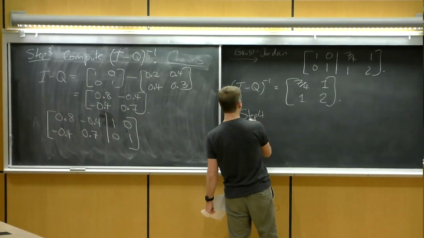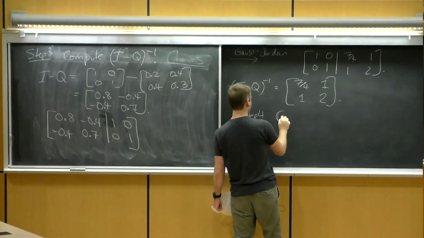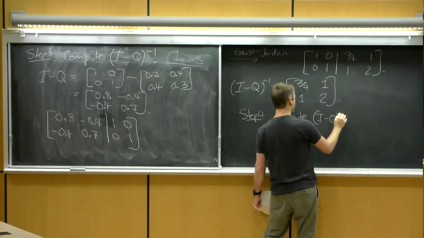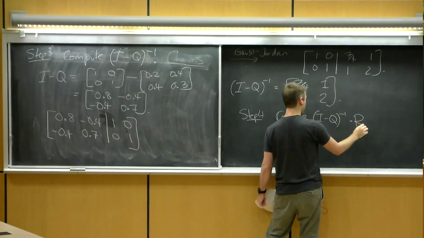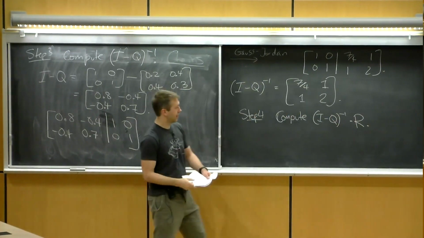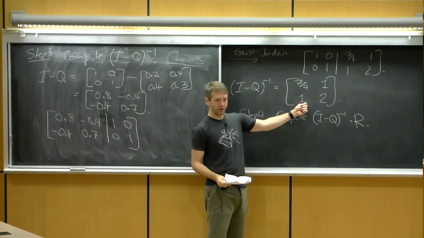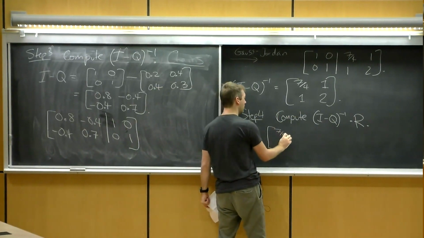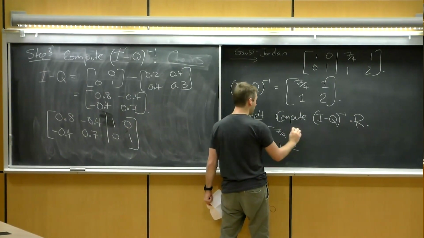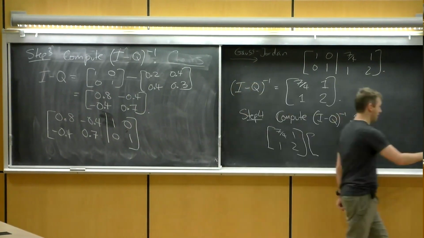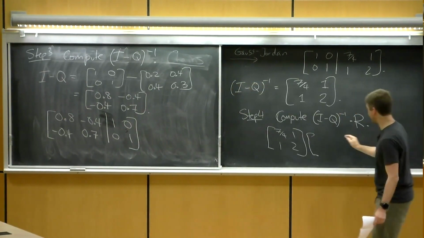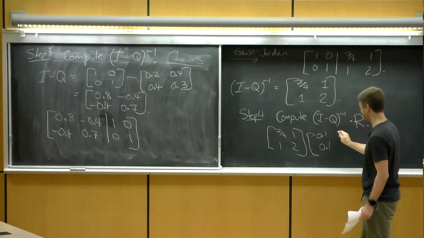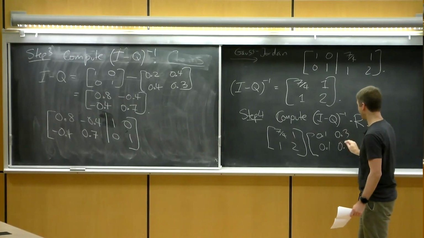My fourth step will be to compute I minus Q inverse times R. So this is just a matrix multiplication. We already know the inverse. It's 7 over 4, 1, 1, 2. We know what R is. It's whatever is here. And probably I'm going to write it down wrong. That seems like the theme today. Everything I write is slightly wrong.